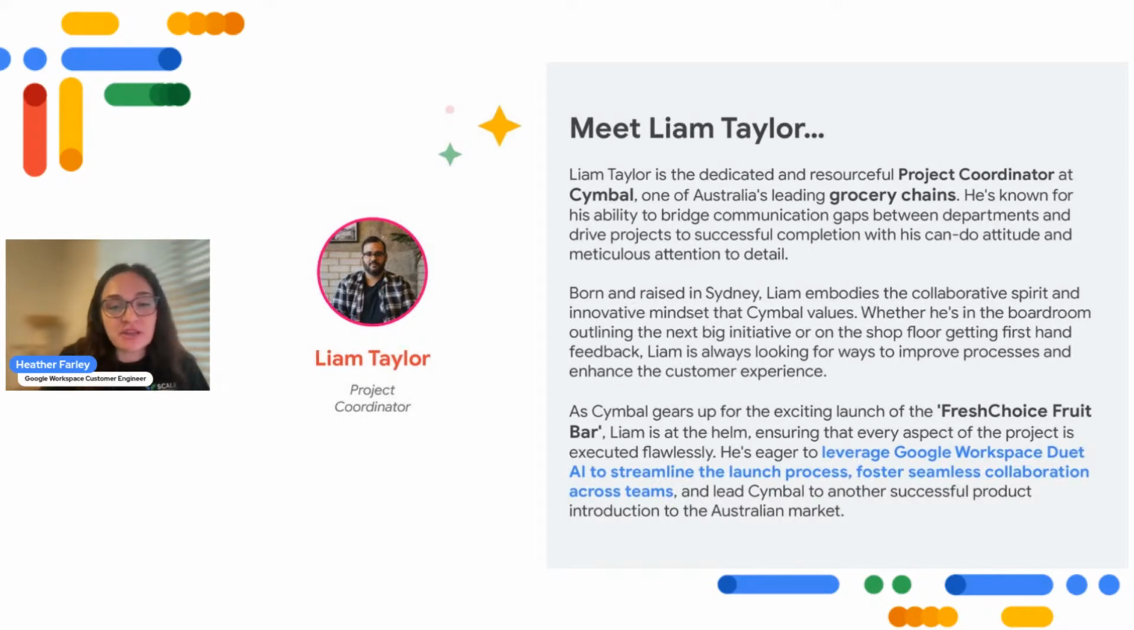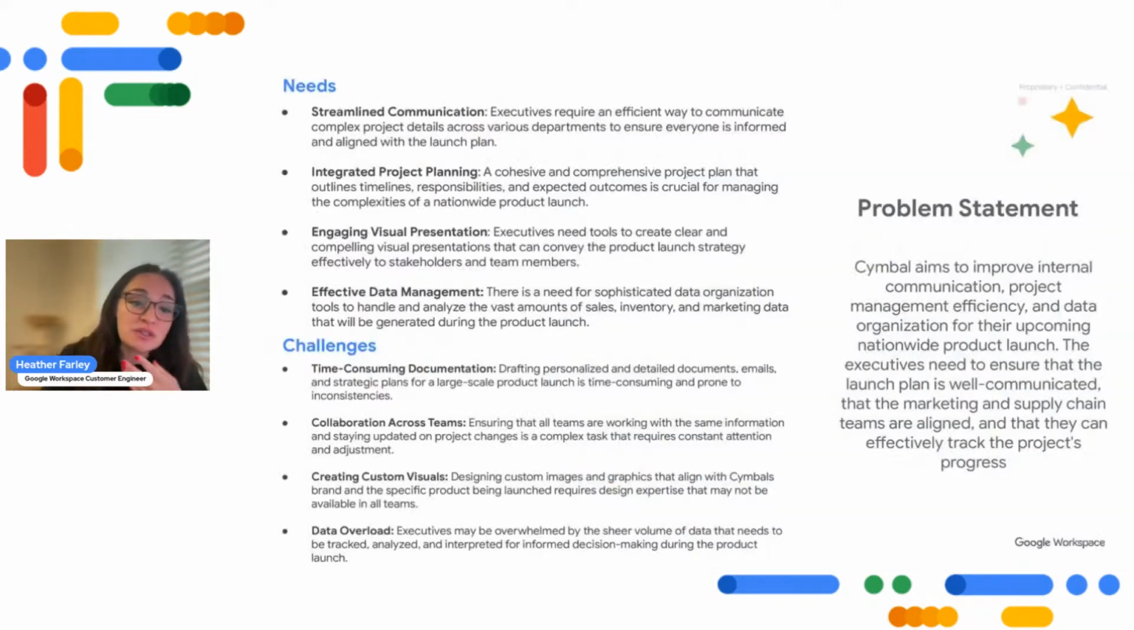Liam is going to be the lead coordinator in the launch of Fresh Choice Fruit Bar, so he has to use Google Workspace Gemini to be able to streamline the launch process, foster seamless collaboration across teams, and of course, lead his organization to a successful launch. Liam has a lot of needs here.